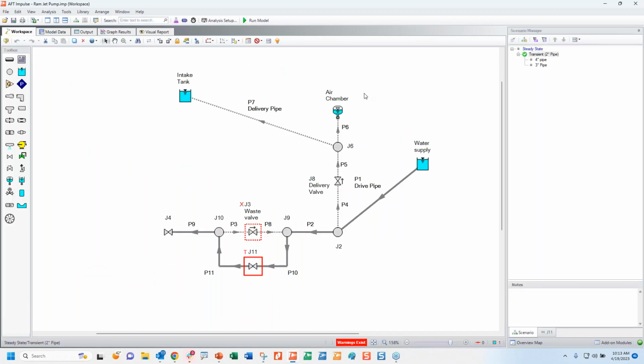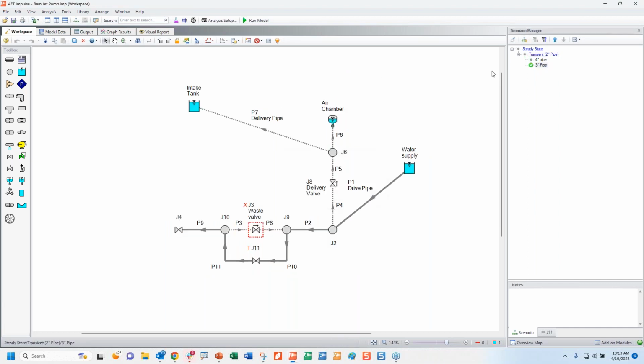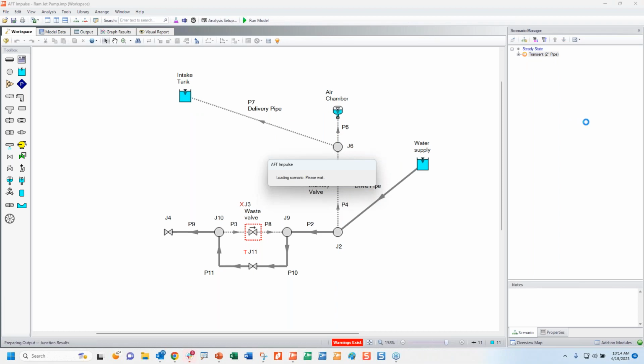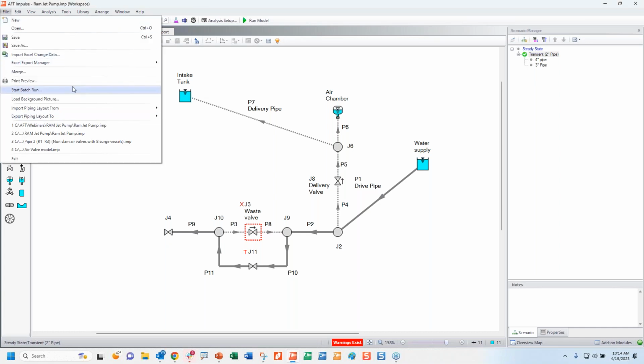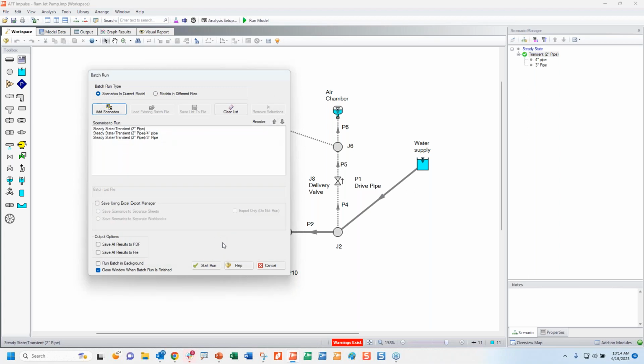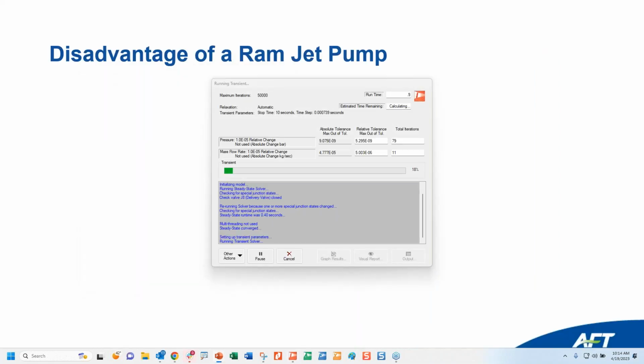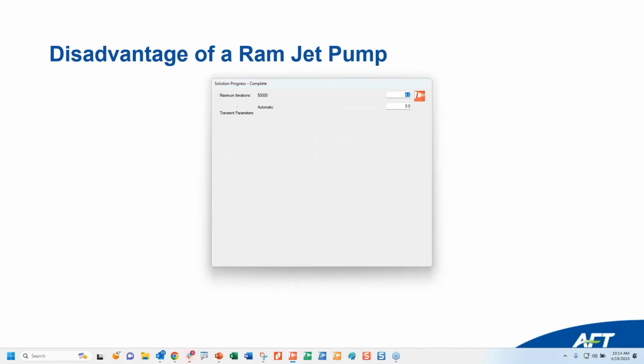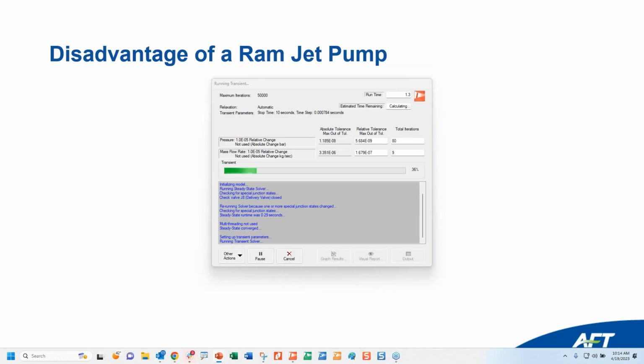Now we're going to compare what happens if we use 3 inches. I'm going to use a feature: I created 3 scenarios, one for 2 inch, one for 4 inch, and one for 3 inch. I'm going to run them to compare them graphically. In Impulse, I'm going to do a batch run because I don't want to run them one by one. I'm going to look at the scenarios. Okay, I want to see the 2 inch, 4 inch, and 3 inch. Say okay, start run. It runs the first scenario, then runs the second scenario.